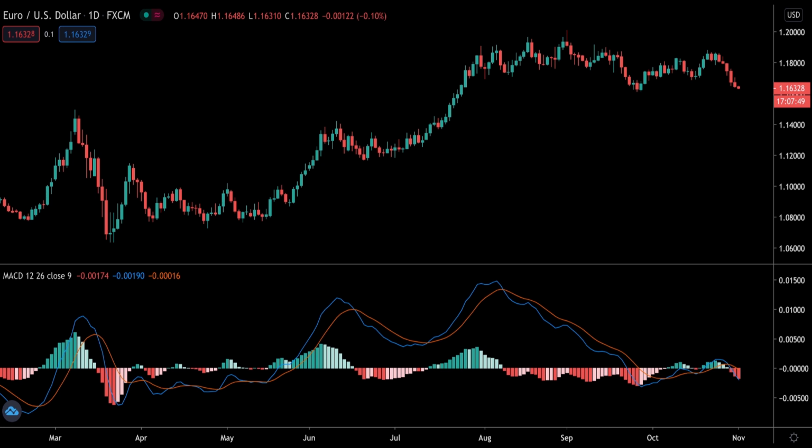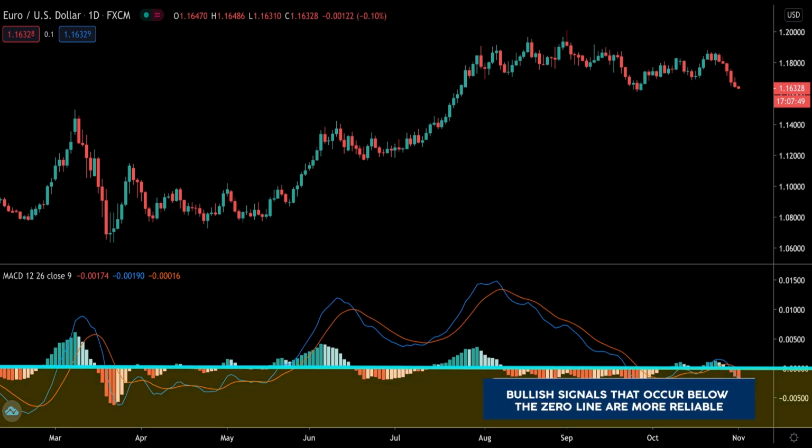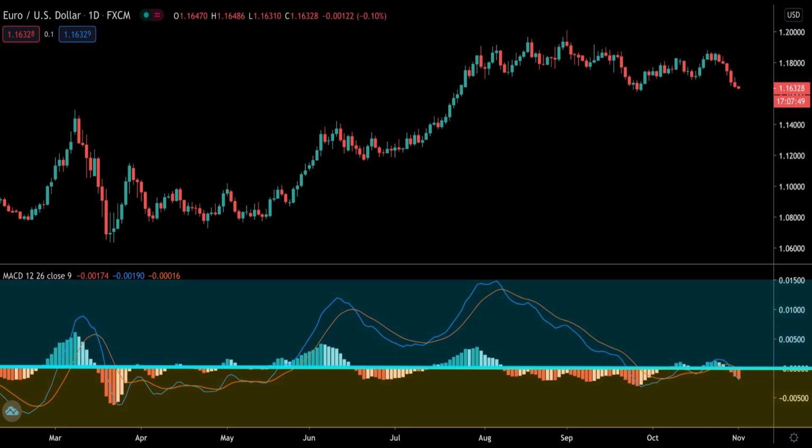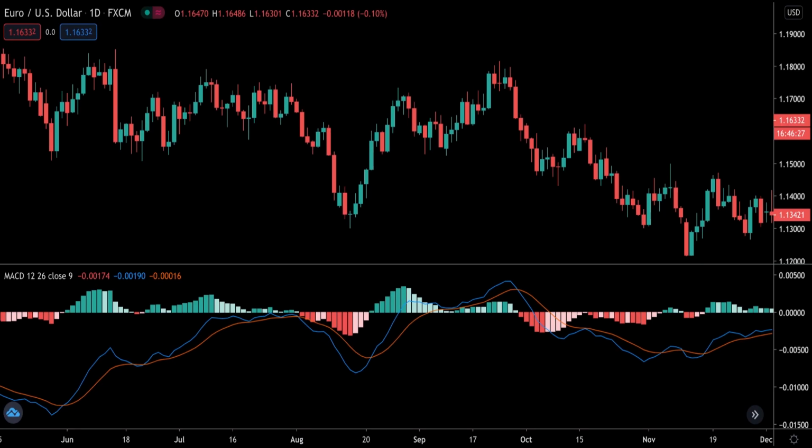Bullish crossover signals are more reliable when they occur below the zero line. And of course, bearish crossover signals are more reliable when they occur above the zero line. When both lines cross the zero line, that is a good confirmation. Here are some examples of MACD crossovers to illustrate this.